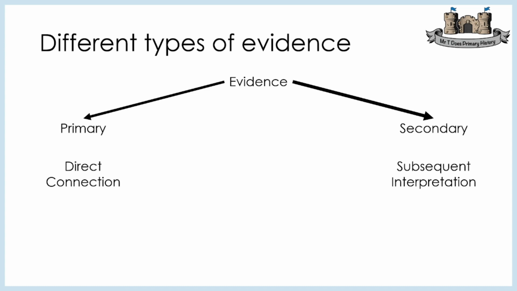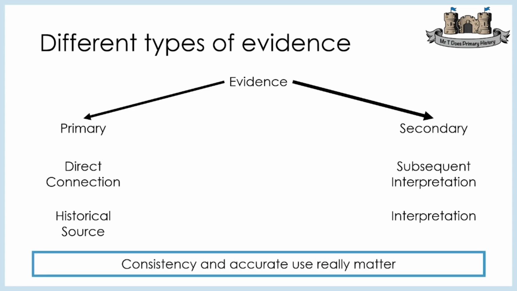Some secondary schools and some primary schools are now choosing to call primary sources historical sources and secondary sources interpretations to make it a bit clearer in terms of that connection. What really matters is consistency and accuracy when we're using these terms.